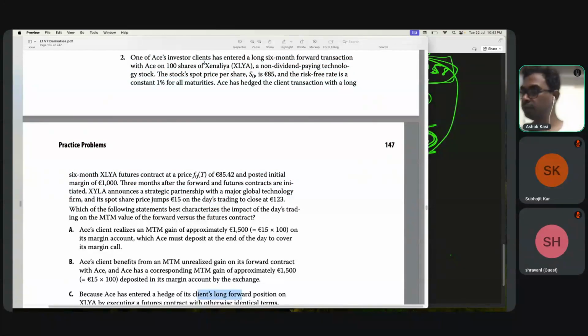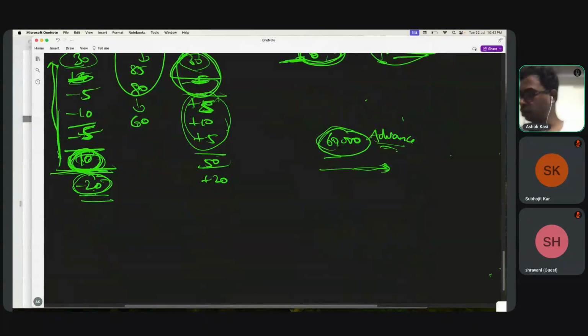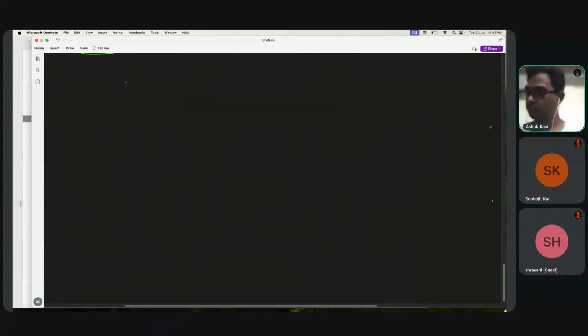One of ACE's investor clients has entered a long 6 months forward contract with ACE on 100 shares. So ACE is short, the client is long. So the client is long, and ACE is short here.